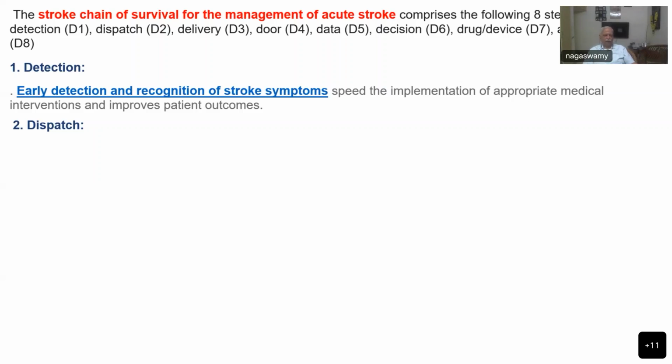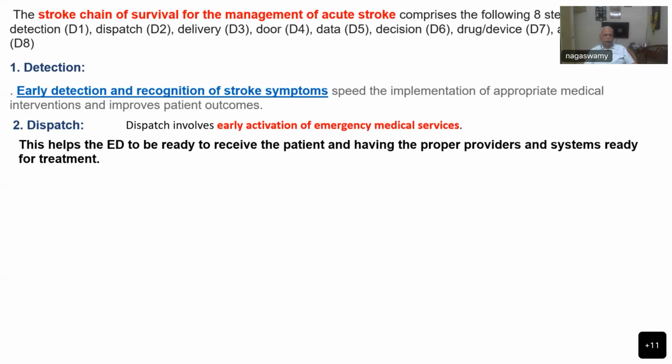Whereas if you take the patient in your own car, then you go to the common emergency department, not a stroke emergency department. Then everyone has to see and then activate the whole team. So there will be a lot of delay. So it is always preferable to call the ambulance so that you can avoid the time delay. So dispatch involves early activation of emergency medical services. This helps the ED to be ready to receive the patient and having the proper providers and systems ready for treatment. The third thing is delivery.